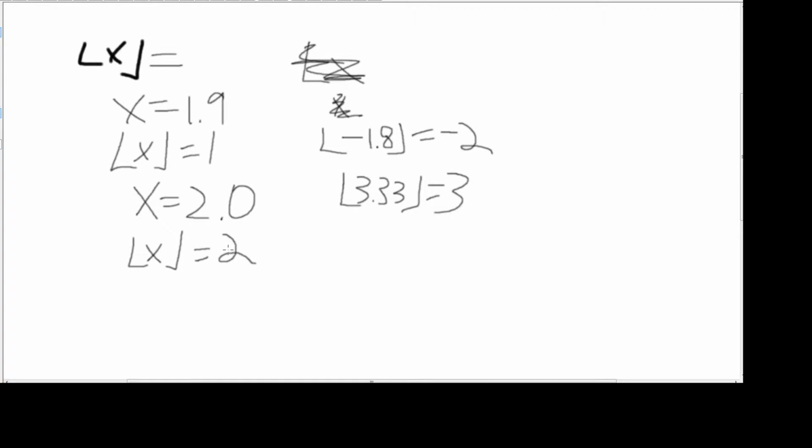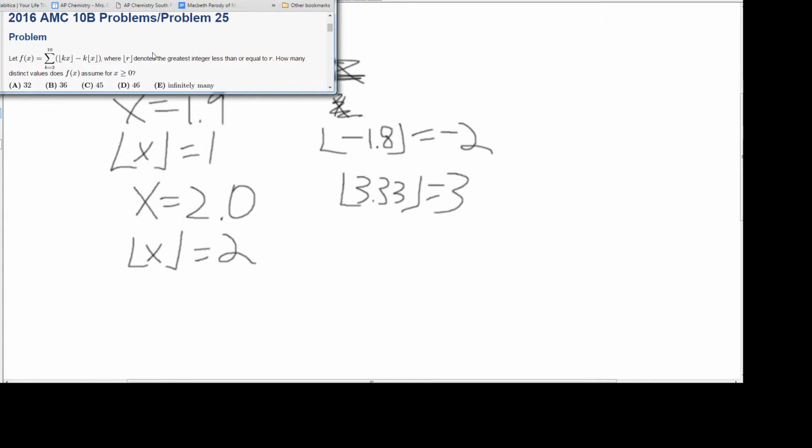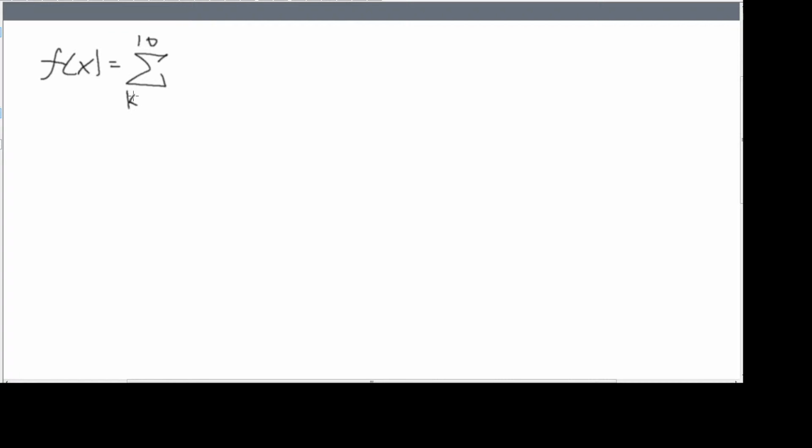So now that we should have an understanding of this greatest integer function, we have to know how many distinct values f of x assumes for x greater than or equal to 0. I'm going to create a new picture. First of all, you would need to know the summation notation. It's kind of unfair that they expect kids to know summation notation, since you learn that in algebra 2 or pre-calculus, but sometimes we just have to work it out. So we have this problem.